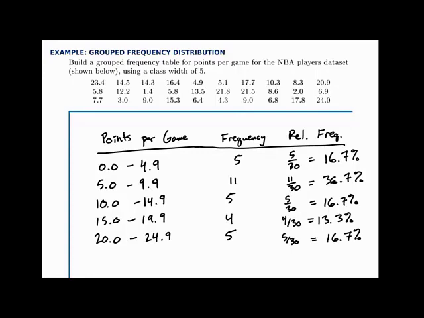So it's really just counting. The only thing to keep track of for grouped frequency tables is to make sure your classes are all evenly wide and that none of them overlap.